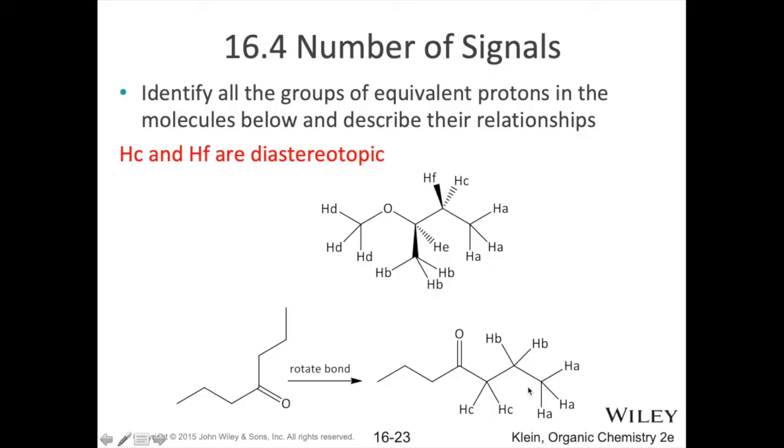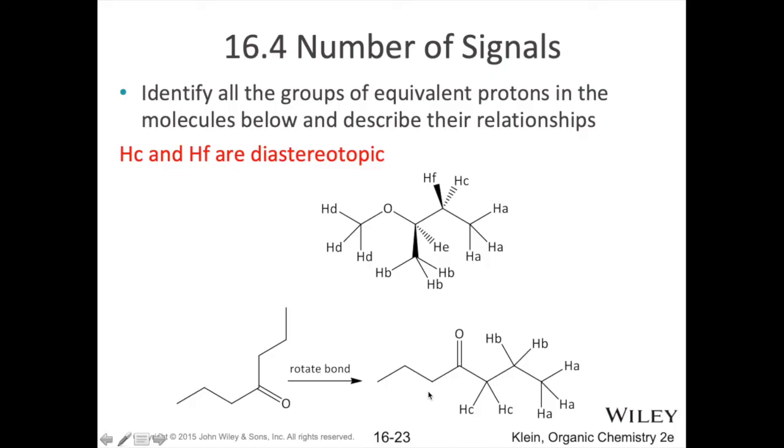For this molecule over here, notice that only half the hydrogens are labeled. That's because this molecule is symmetrical along this carbonyl. So these hydrogens here would be equivalent to the ones on this half of the molecule. So there are 3 more hydrogen A's over here, there's 2 more hydrogen B's over here, and there's 2 more hydrogen C's over here that aren't labeled.